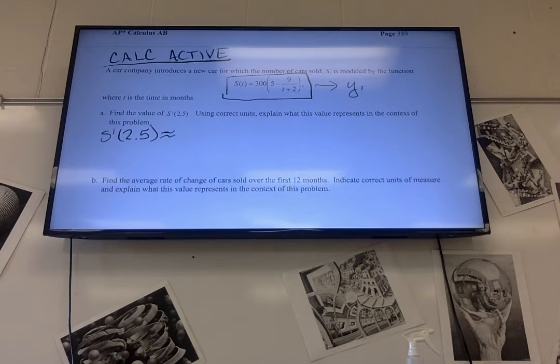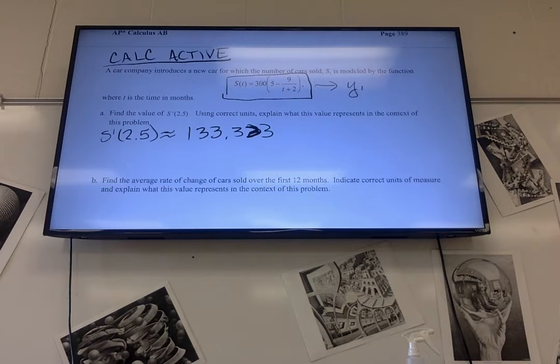Okay, 133.333. Yes, you can put more if you want to, but they're not going to grade after 3 decimal places, the third 3 after the decimal.